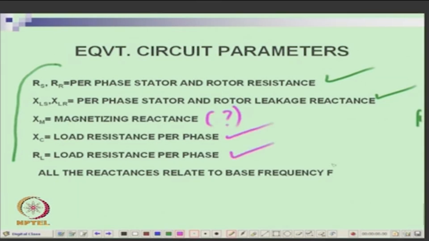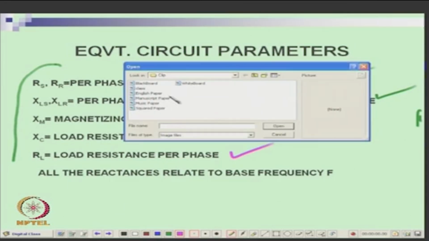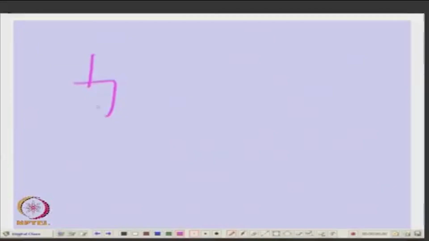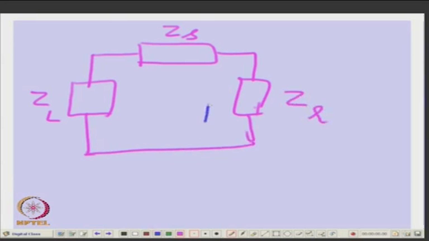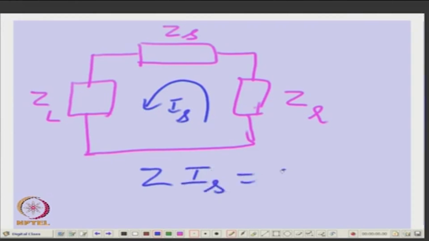You know the capacitor, you know the load, right. Now, what we did yesterday, in the last class, was we took the load and capacitor, which you can call Z load, and the stator impedance Z S, and the rotor impedance simplified to Z R, and a current I S. So, we can always say Z into I S by Kirchhoff's voltage law is 0, okay.